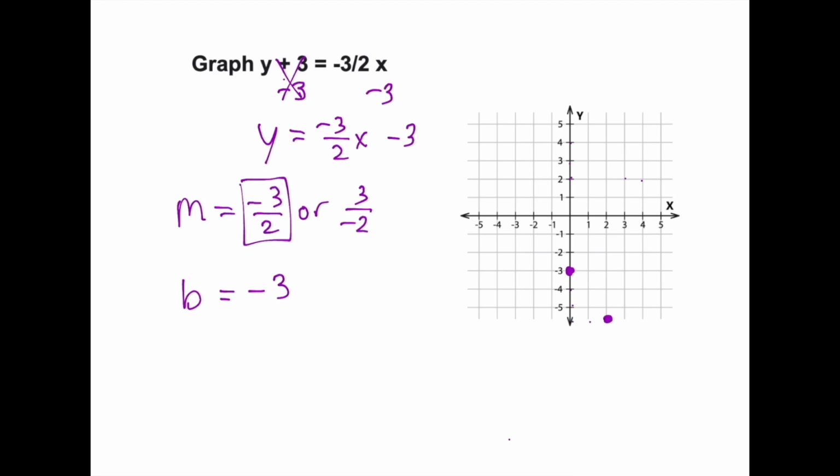Since we can't go in that direction anymore, let's use our other slope. Going back to our y-intercept, we can go positive 3 and then backwards 2. Positive 3 and backwards 2. Connect the dots and draw your arrows, and you have your line.